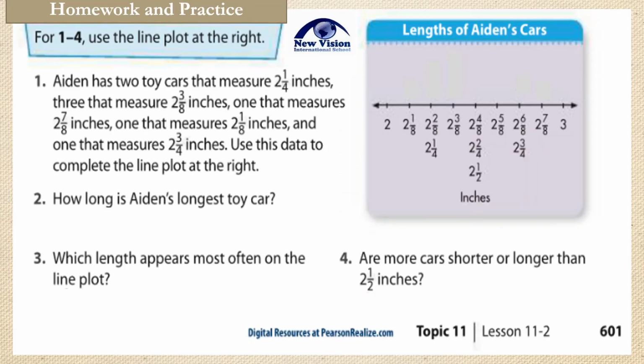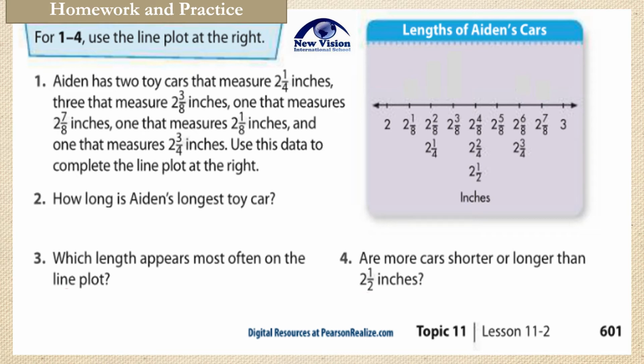Let us answer homework and practice. For numbers 1 to 4, use the line plot at the right. Number 1. Aiden has 2 toy cars that measure 2 and 1/4 inches, 3 that measure 2 and 3/8 inches, 1 that measures 2 and 7/8 inches, 1 that measures 2 and 1/8 inches, and 1 that measures 2 and 3/4 inches. Use this data to complete the line plot at the right.